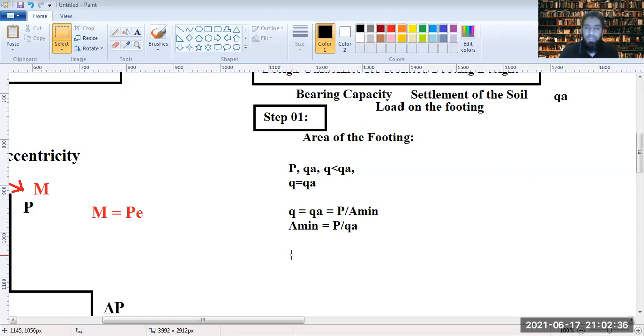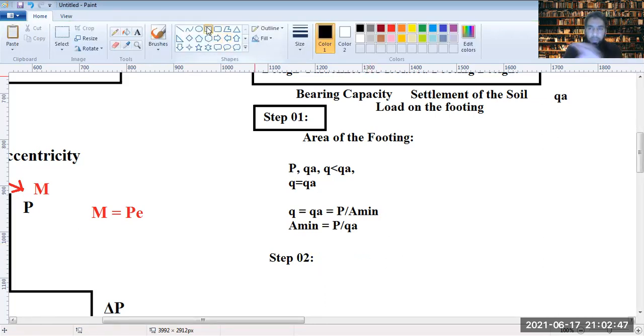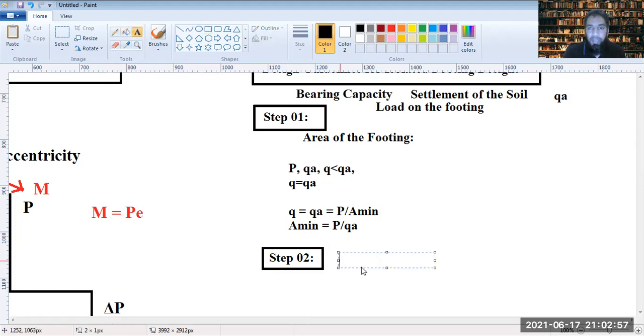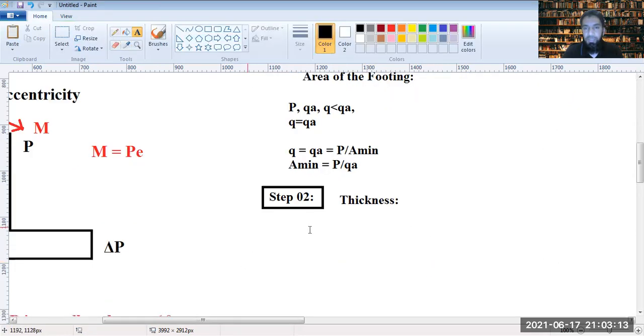Having known the area of the footing, you go to step number 2, wherein you determine the thickness of the footing. We now know the area, so we know the length and the breadth. Then we fix the dimensions of the thickness. But let me share something with you. How do you define area? That's B into L. So what should be the ratio between L and B? That's quite important. What should be the ratio between L and B?